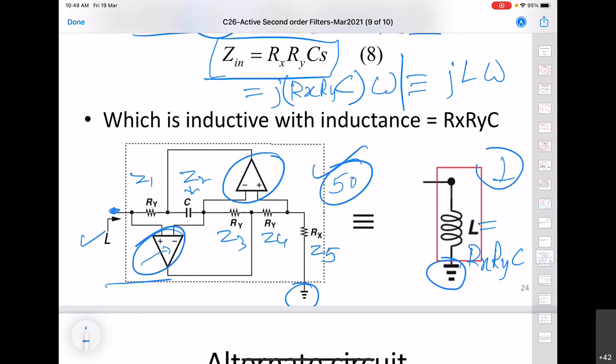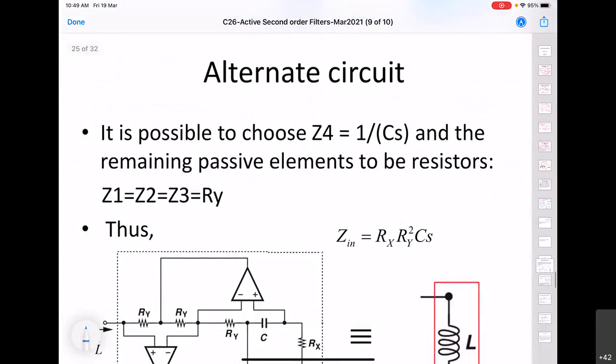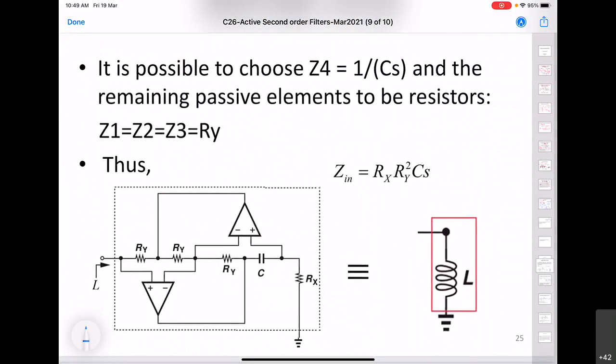Yet the area required to fabricate this in IC technology is going to be much less compared with the area required to fabricate one inductor. So that is why we will be using this wherever we encounter a grounded inductor. So that was one of the ways in which the Antoniou circuit can be used as an inductor.